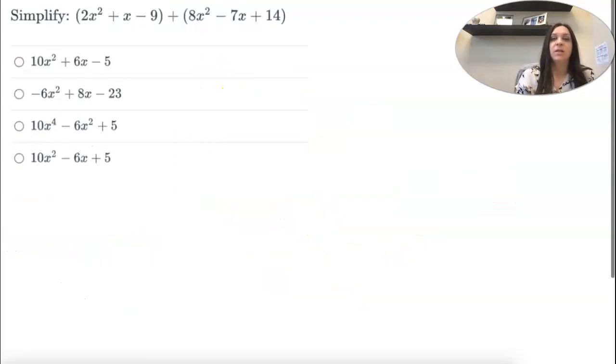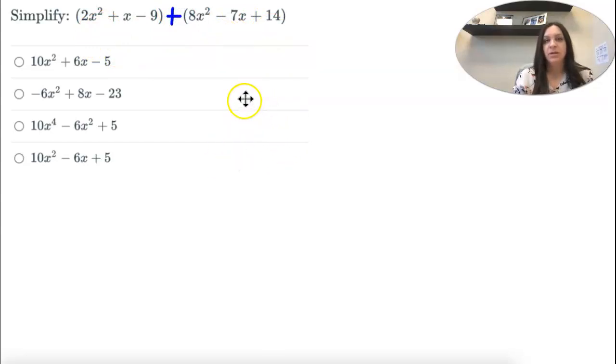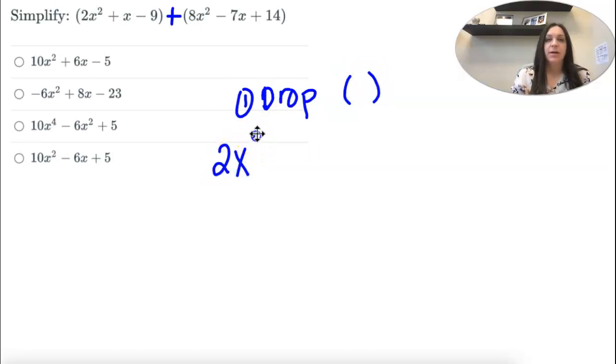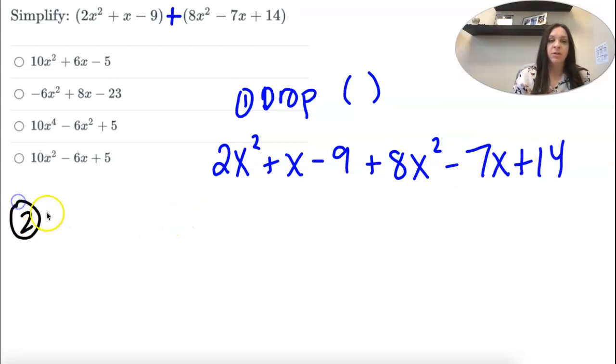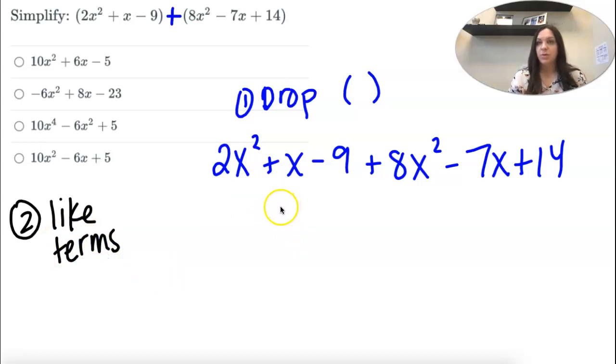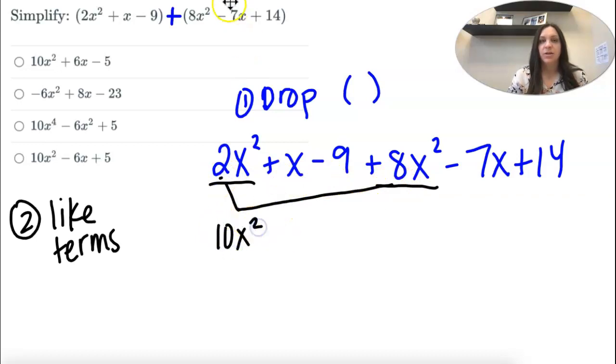So let's do another adding one. So see, I have a polynomial plus a polynomial. So step 1, drop the parentheses. So 2x squared plus x minus 9 plus 8x squared minus 7x plus 14. Step 2, combine like terms. So same variable, same exponent. So here's an x squared, here's an x squared. So I'm going to add the numbers that go with them. So 2 plus 8 is 10, and then the x squared comes along with it.